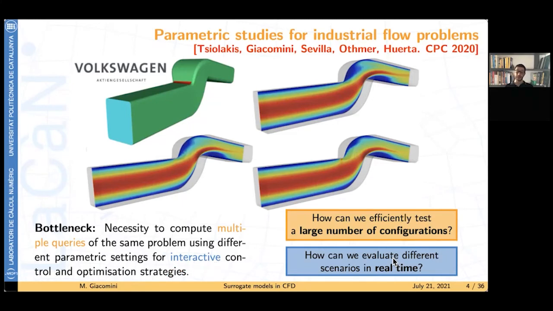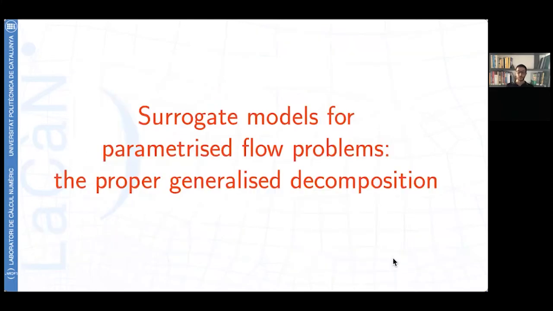So there are mainly two questions that I will try to address. The first one is, how can we efficiently test a large number of configurations? And the other one is, how can we evaluate different scenarios in real time? These are basically the two problems that I want to address. And in order to address them, we will rely on surrogate models.